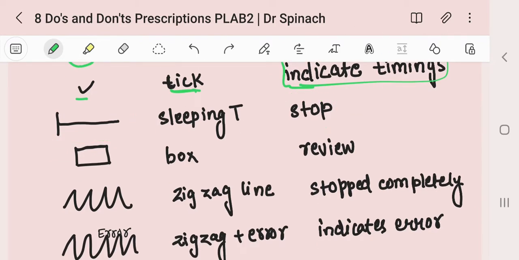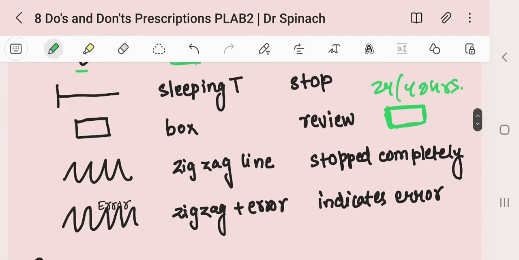Now, the box is used to review a medication before giving it. So, for example, in case of antibiotics, if you're given an IV antibiotic, that should be reviewed in 24 to 48 hours. So, before prescribing the medication further on, you should make a box on that medication, so that the nurse knows that this medication needs to be reviewed. The levels have to be checked before prescribing it.